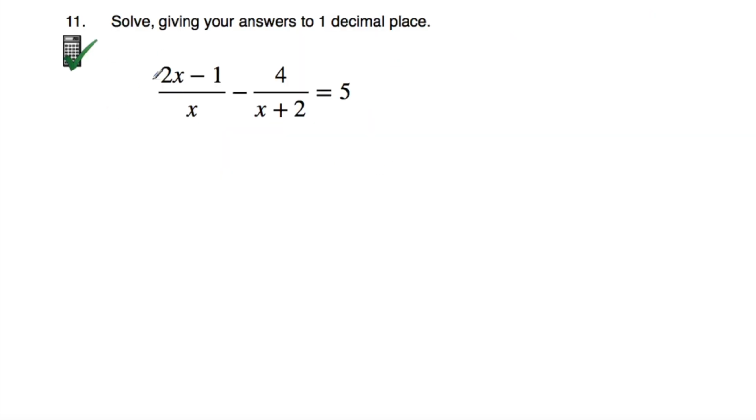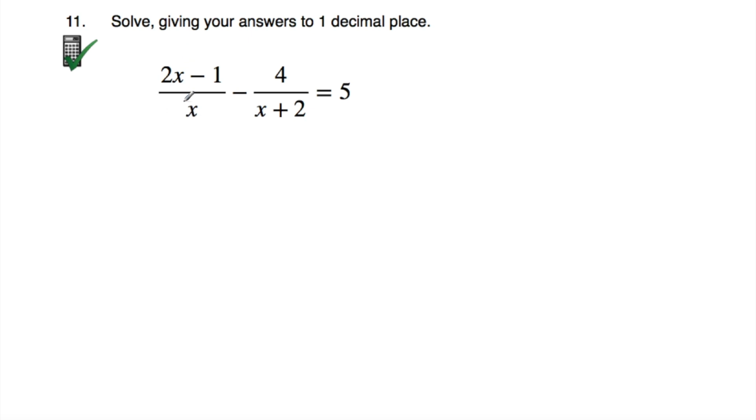Okay, let's look at our next question, question number 11. So question number 11, we've been asked to solve and to give our answers to one decimal place the equation 2x minus 1 over x, minus 4 over x plus 2, equals 5. Okay, so let's multiply both the numerator and denominator of this fraction by x plus 2 and both the numerator and denominator of this fraction by x and see what we get.